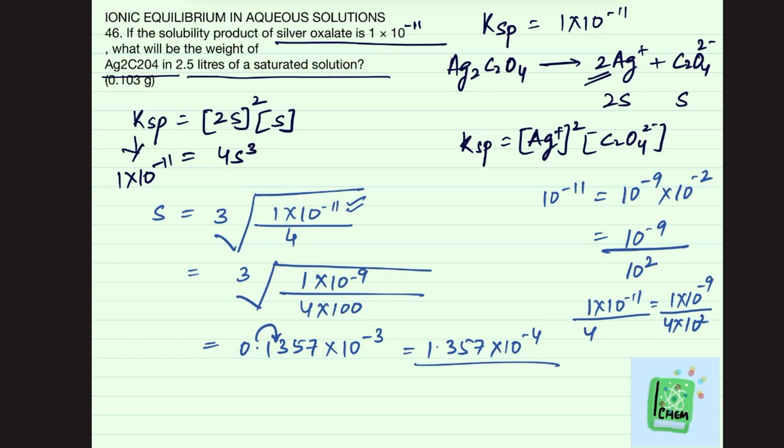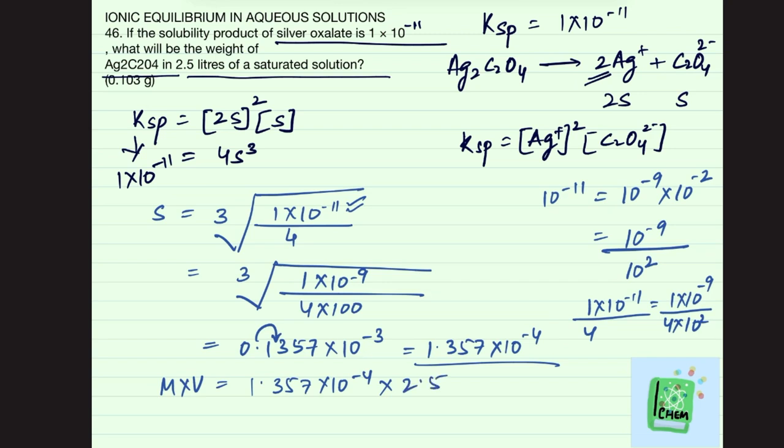So what will be the number of moles of silver oxalate in 2.5 liters of saturated solution? Molarity into volume gives the number of moles. What is the molarity? 1.357 into 10 to the power minus 4. We will multiply this by the volume, and it will give the number of moles.